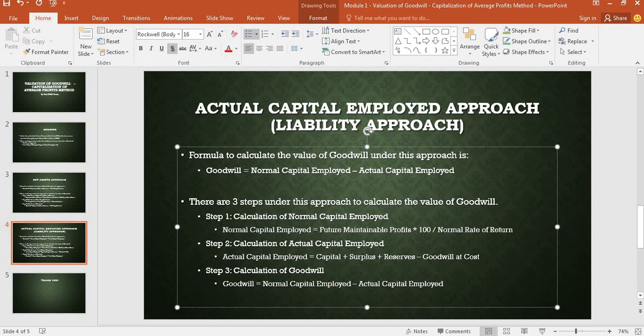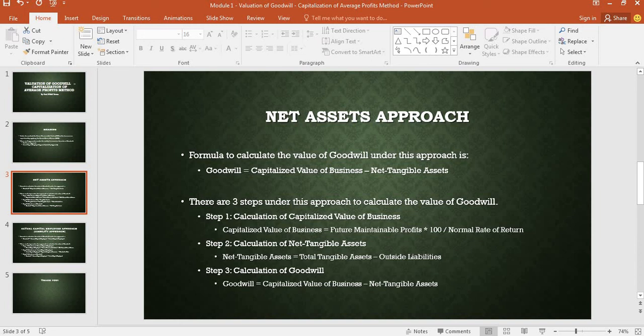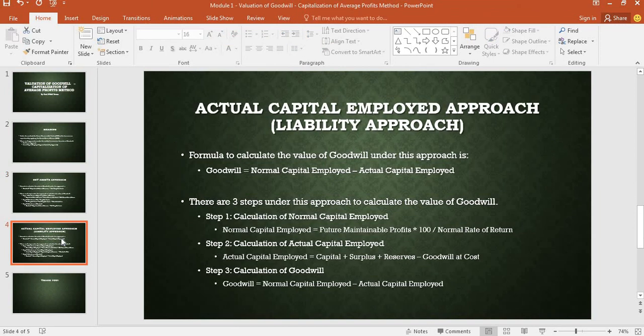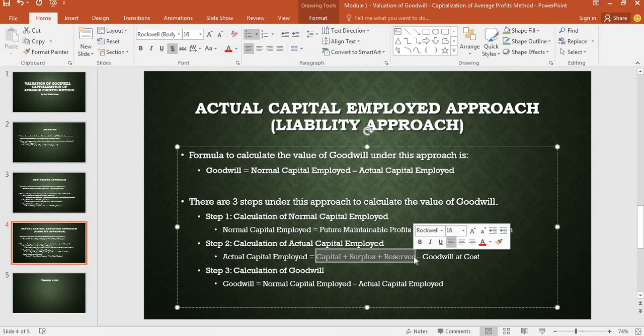See, under this method you are going to take all those aspects that you did not include in net assets approach. In net assets approach you took all the assets and you subtracted the liabilities, so you left out goodwill as well as you left out the shareholders fund. So under liability approach you took those two. You took the shareholders fund, which is capital, reserves and surplus, and you subtracted goodwill from that. So you considered all those aspects that are not considered under the net assets approach, and using those two values we are going to find out the value of goodwill.